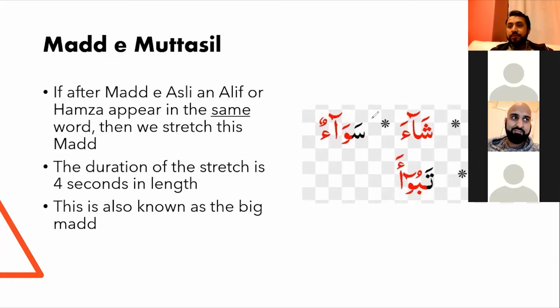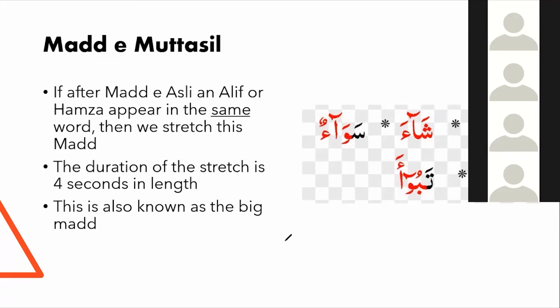Pretty straightforward. So munfasil, separate word. Muttasil, same word. Big mad, muttasil. Small mad, munfasil. But we're going to learn the other couple of mads in the next lessons as well, inshallah. Okay. So what I'm going to do, guys, is I'm going to put you into your breakout rooms.